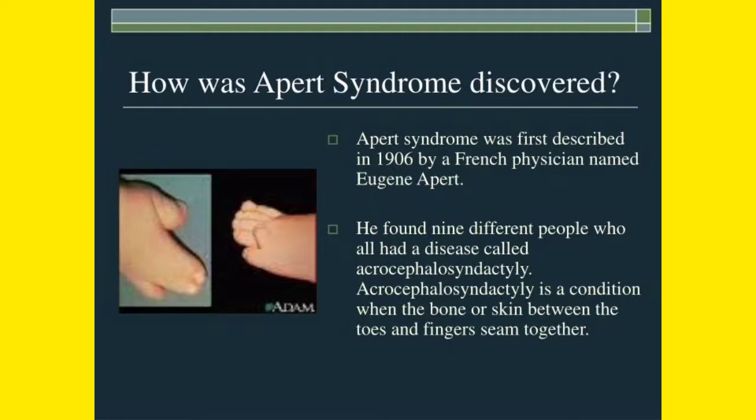What is the meaning of the term acrocephalosyndactyly? From the name itself, we can understand acrocephaly. Acro means tall. Cephaly means head. So the head is tall. That is known as acrocephaly. And what is the meaning of the term syndactyly? Syn means together, united, and dactyly means fingers. So the fingers are joined together. So that is known as acrocephalosyndactyly. So this is Apert syndrome. Basically, acrocephalosyndactyly is a condition when the bones or the skin of the fingers and toes are joined together. They are seamed together. So that is known as Apert syndrome. We will learn in detail in this video.